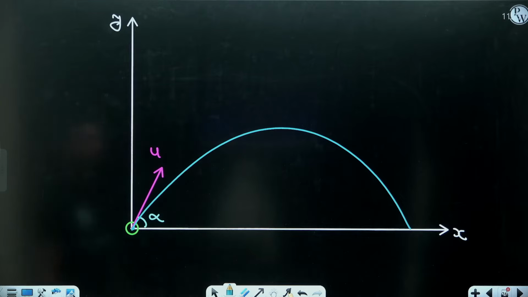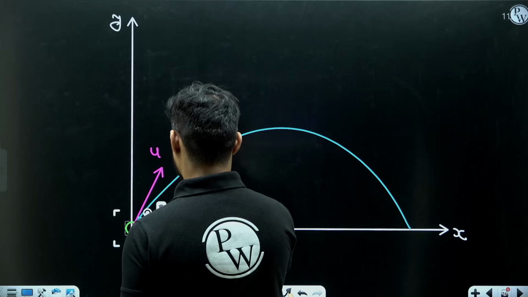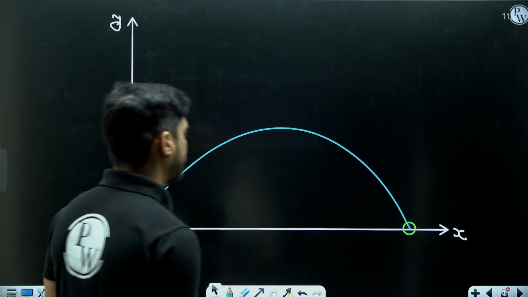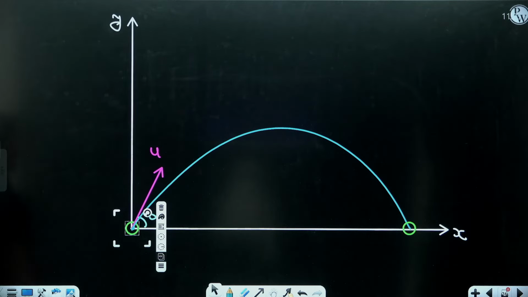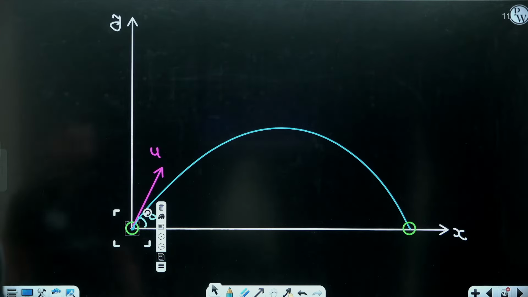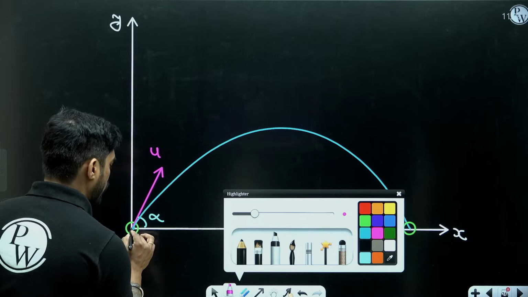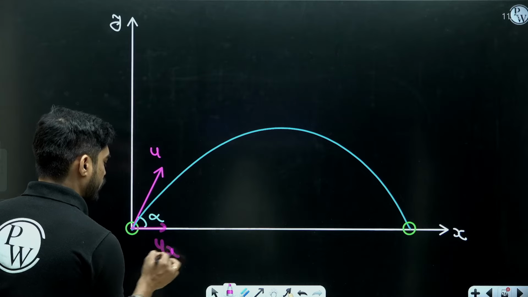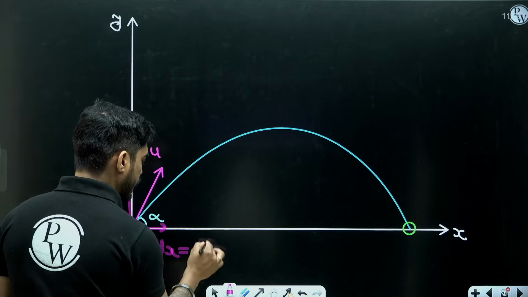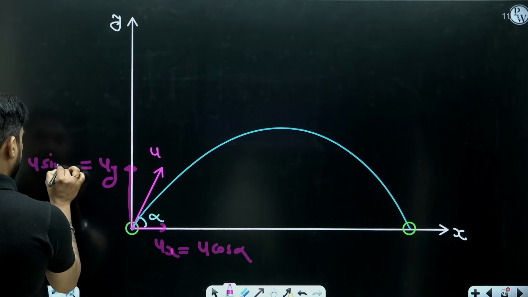Can you see? This is the initial position and this is the final position. This is a typical projectile motion. Now you can see that this is the initial velocity. It has two components, one in x, one in y. The x component will be u cos alpha, the y component will be u sin alpha.